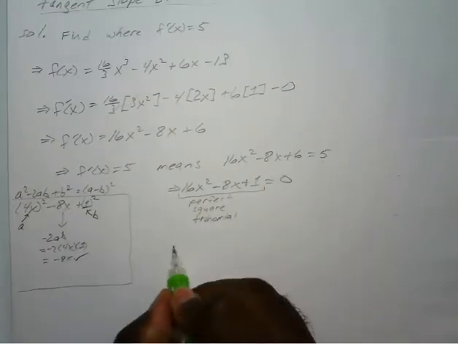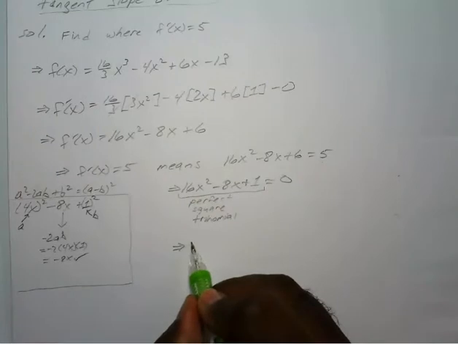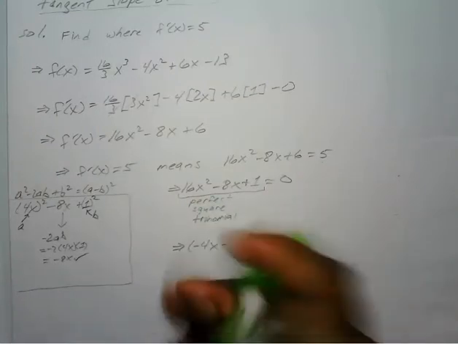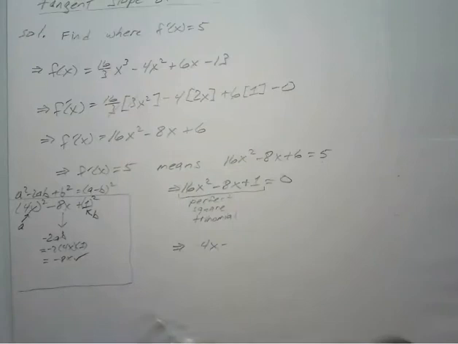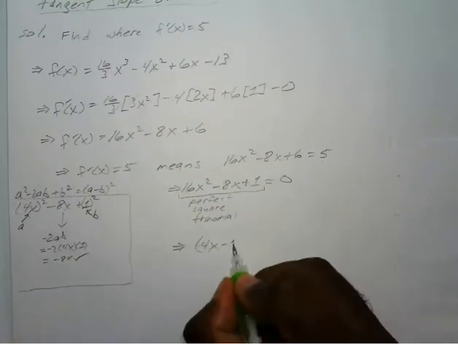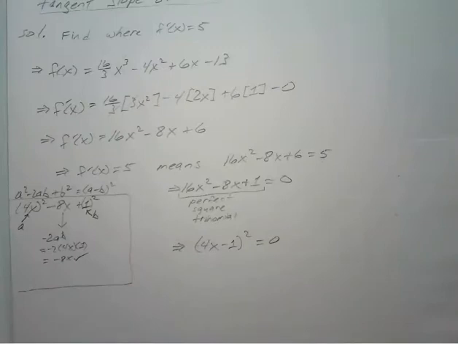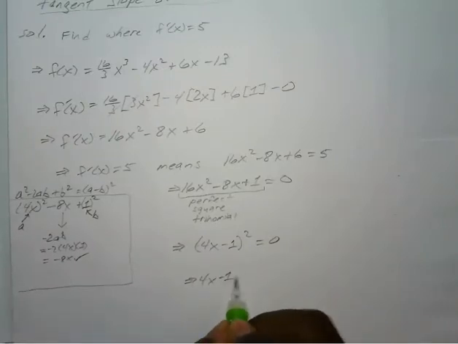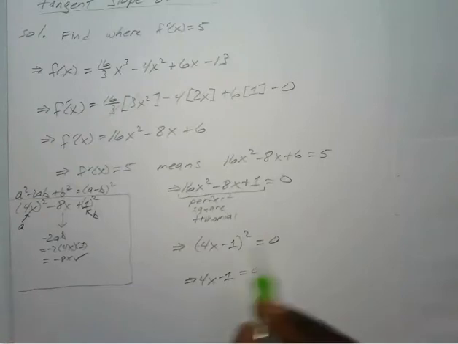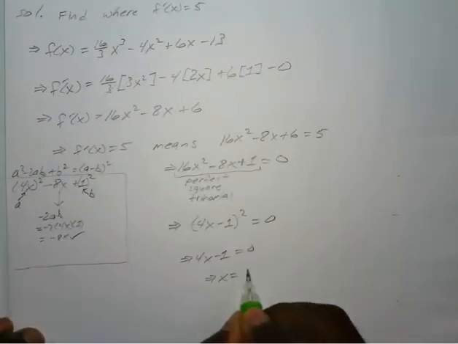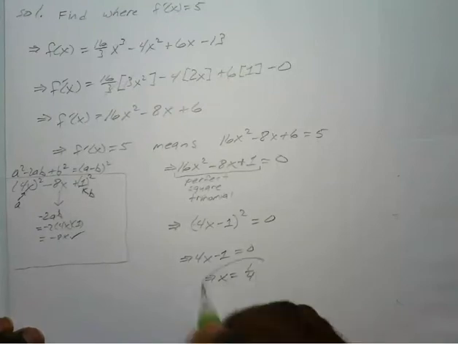So this can actually be factored to equal 4x minus 1 squared equals 0. Or just 4x minus 1 equals 0 once you square root both sides. That means x is equal to 1/4.